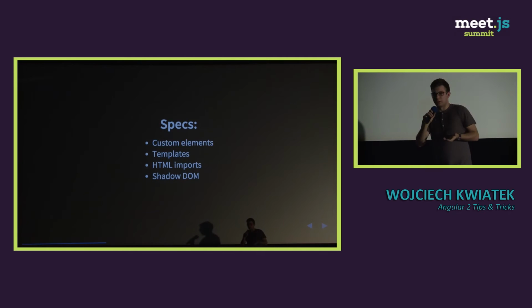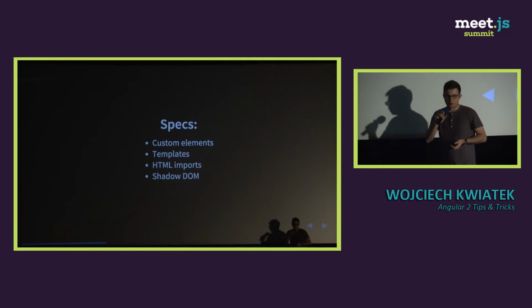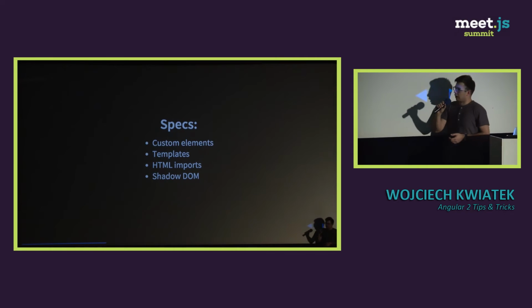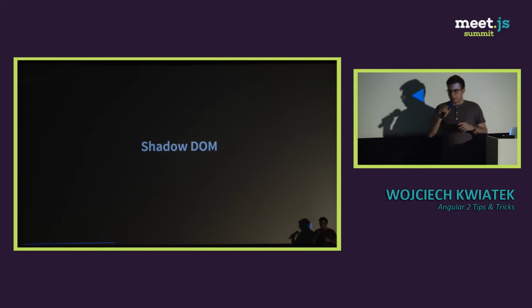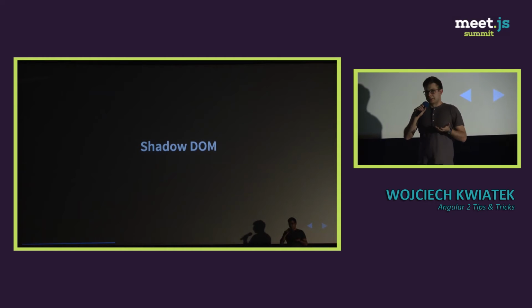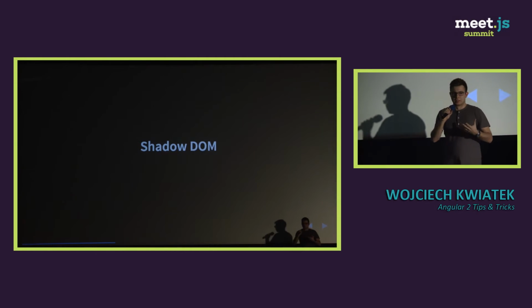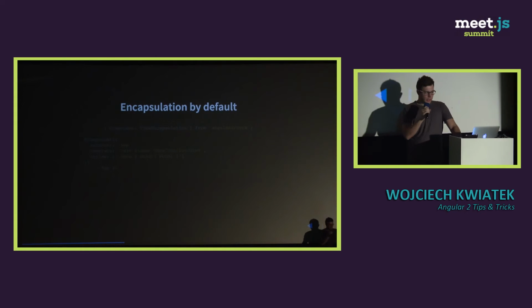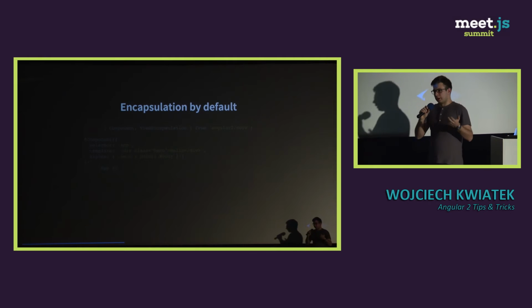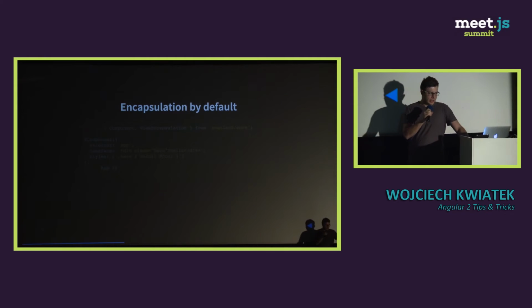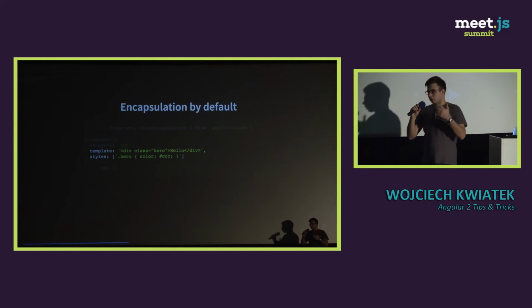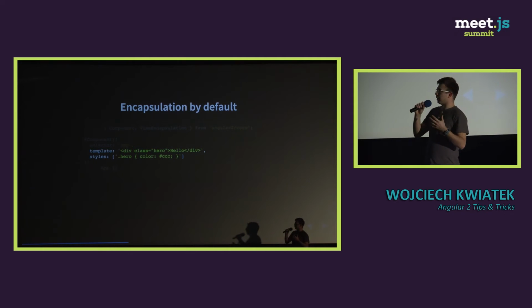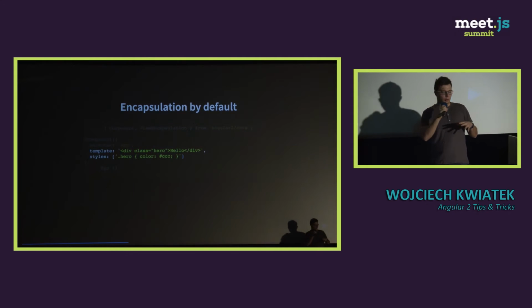You have HTML imports, which are ES6 imports. And the last thing is Shadow DOM. Okay, what really is Shadow DOM? It's something like encapsulating styles into some particular component. And now, how does it work in Angular 2? So by default, you have your CSS code encapsulated inside the component.